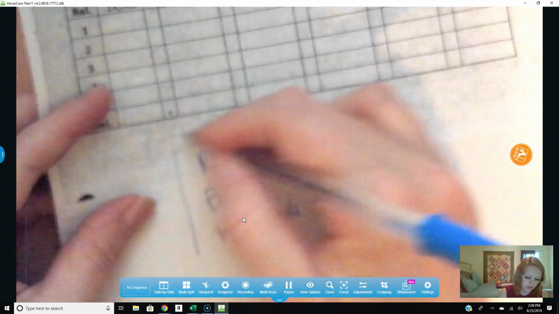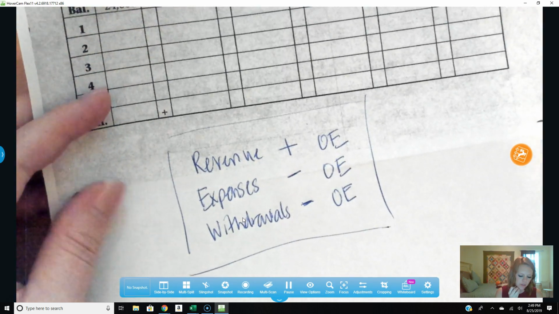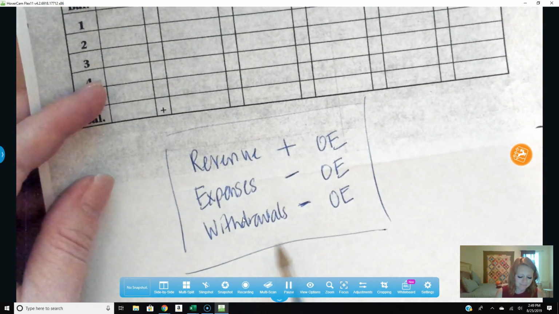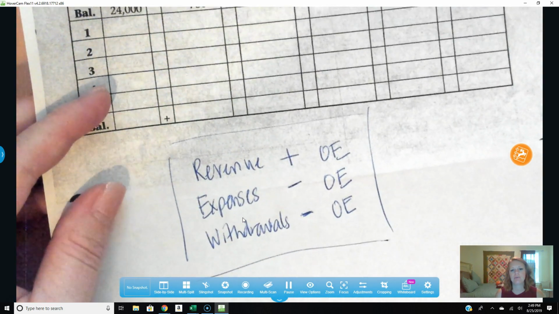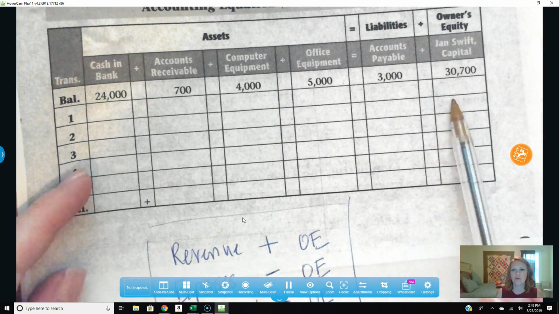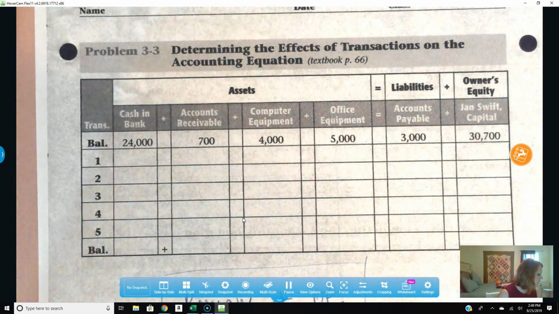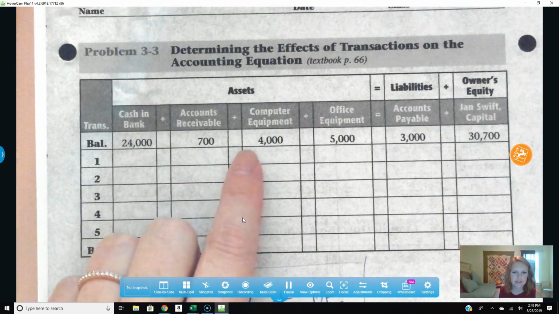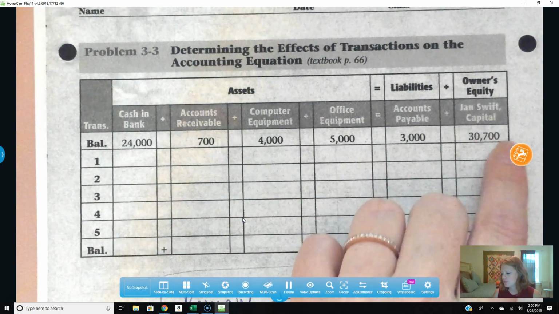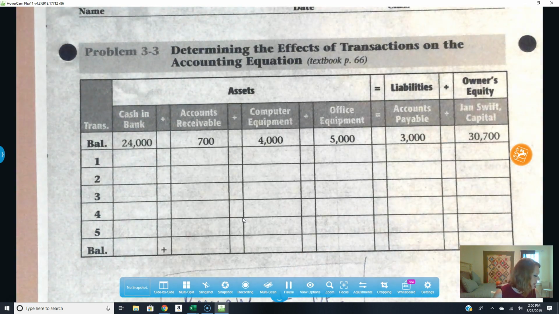So this is just like a good little note for you guys, or if you want to put it on a sticky note to put it in your textbook so you have it for later. At a later date, we'll actually separate these into their own accounts, but just to keep it simple right now, we're just putting them under our owner's equity for now. So page 66 in our textbook, you can see that we have beginning balances, and these are actually the balances directly from problem 3-2. So we're just going to continue on with those transactions.